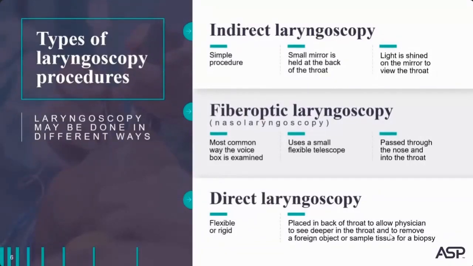If you remember saying "aw" as a child when the doctor placed a tongue blade to hold down your tongue and inspected the back of your throat, that is when an indirect laryngoscope might be used. Fiber optic laryngoscopy, also known as nasal laryngoscopy, is the most common way the vocal cord or larynx is observed. It can be passed through either the mouth or the nose.